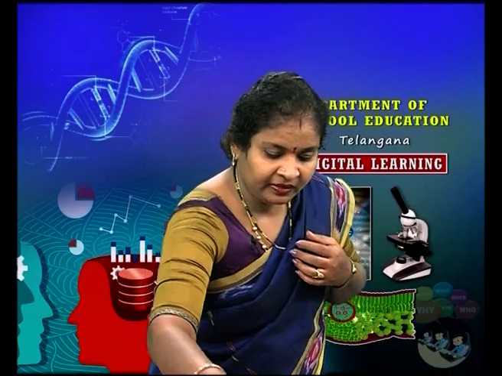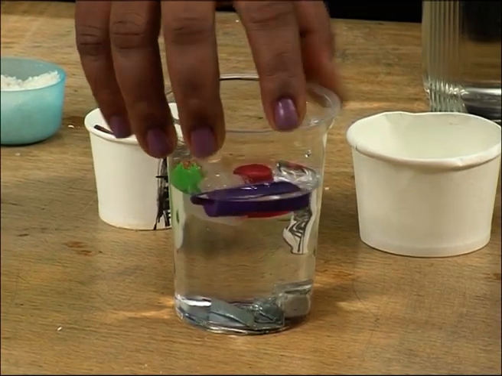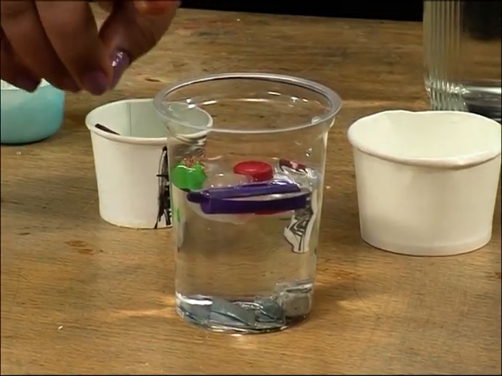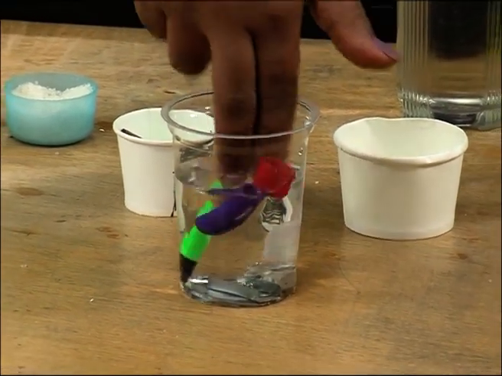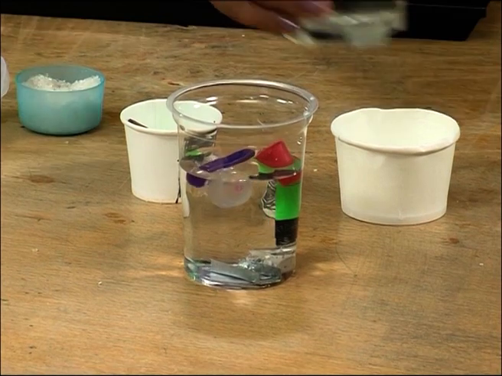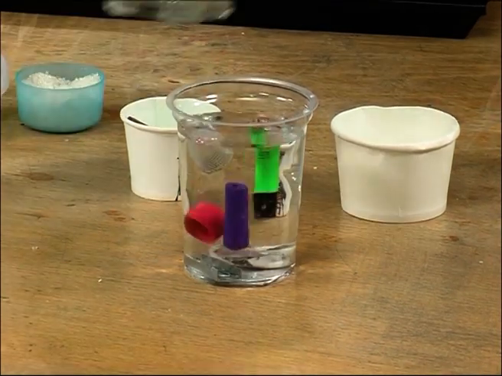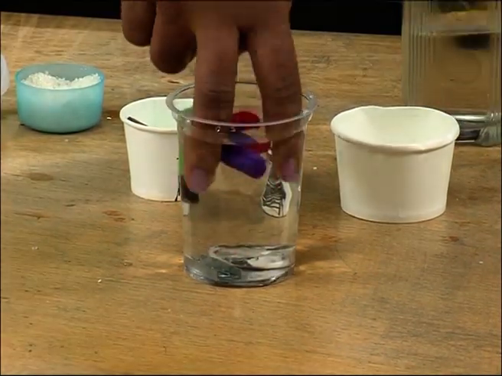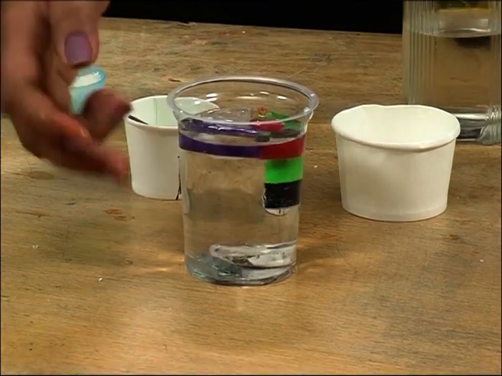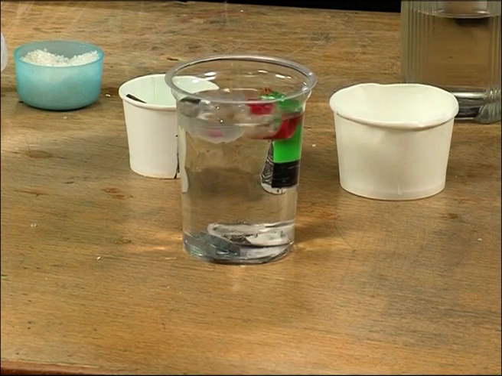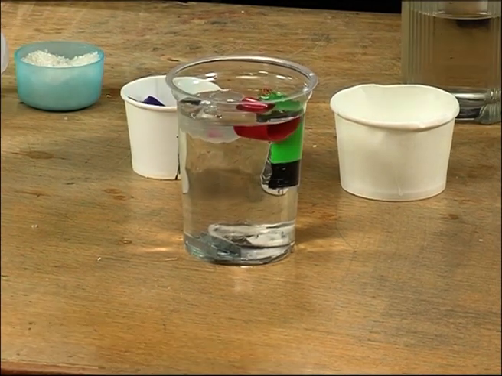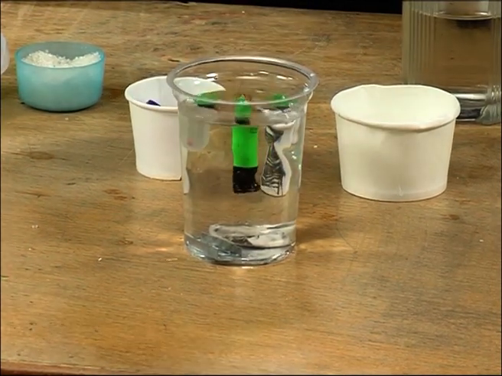In the starting of the class, we have taken a glass of water and we have taken a few substances in this. You can see some substances are floating. Let me add some water. Now you can see some substances are floating and some substances have sunk in water. Can you separate these substances? Yes. See, the lighter particles which are floating can be separated.